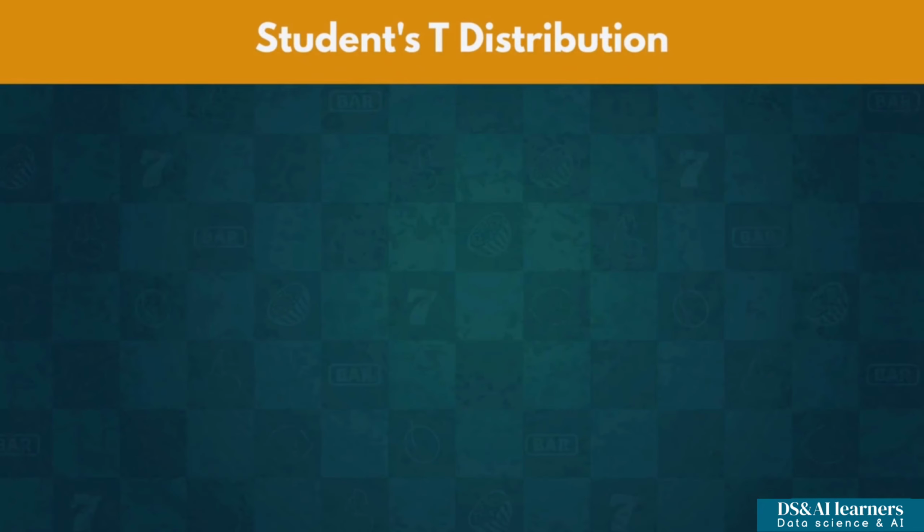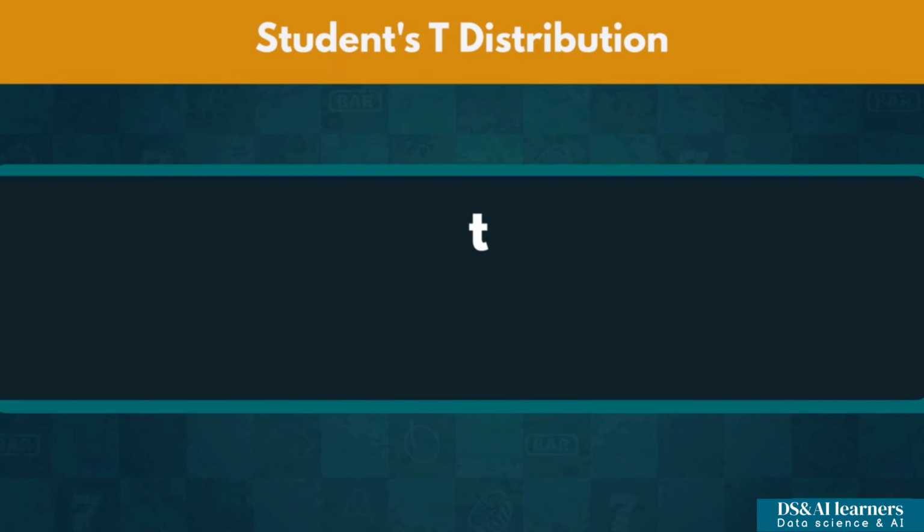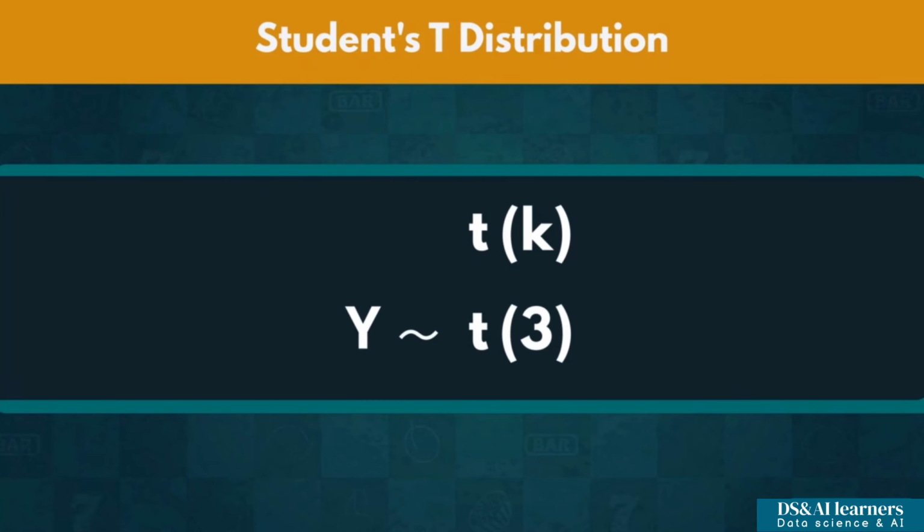Hello, folks. In this lesson, we are going to talk about the student's t-distribution and its characteristics. Before we begin, we use the lowercase letter t to define a student's t-distribution, followed by a single parameter in parentheses called degrees of freedom. We read this next statement as variable y follows a student's t-distribution with 3 degrees of freedom.